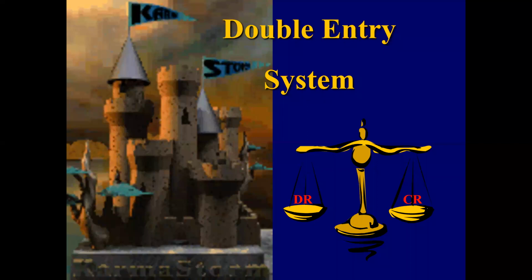Okay, so double entry system, basically we all know that our accountancy fully follows the double entry system. Double entry system means every debit is equal to the corresponding credit. This is what the double entry system is.